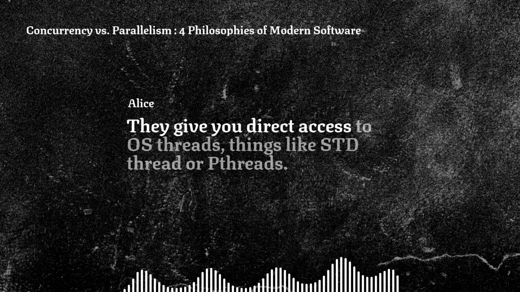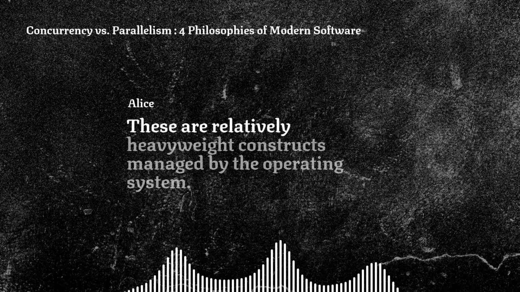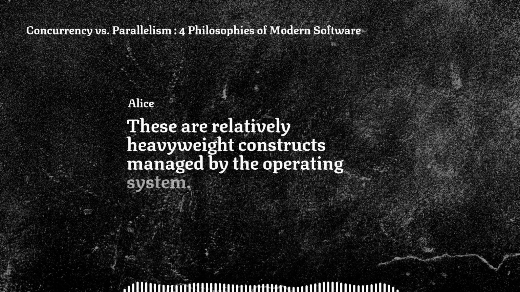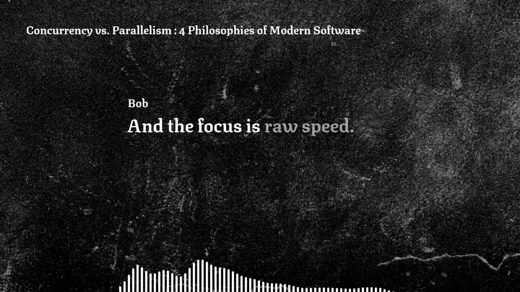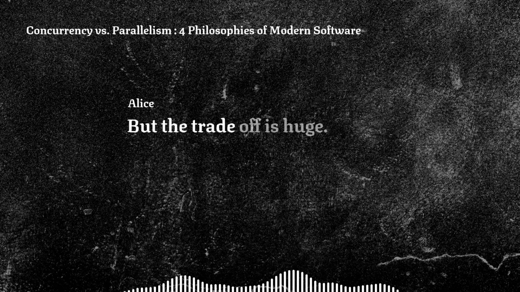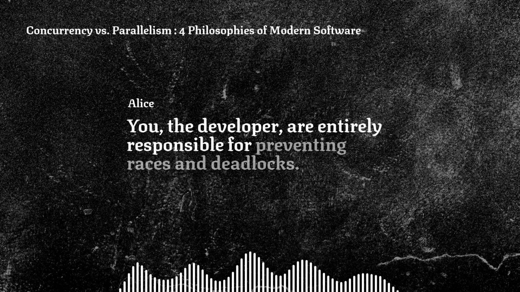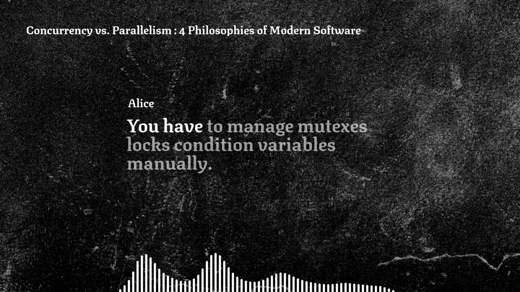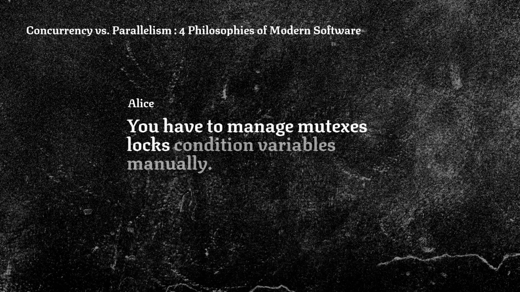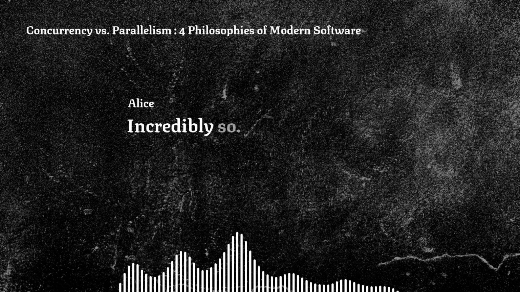They give you direct access to OS threads, things like std::thread or pthreads. These are relatively heavyweight constructs managed by the operating system. And the focus is raw speed, low-level access. Top priority. But the trade-off is huge. You, the developer, are entirely responsible for preventing races and deadlocks. You have to manage mutexes, locks, condition variables manually. Which is notoriously tricky. Incredibly so.